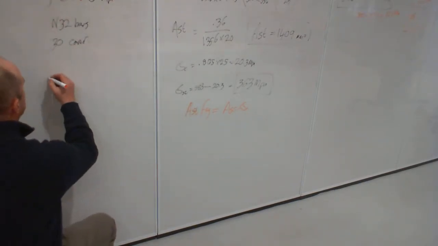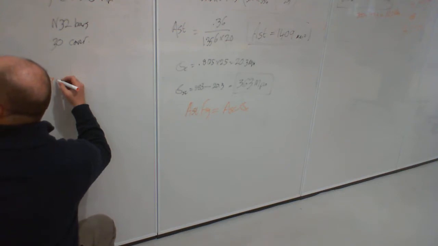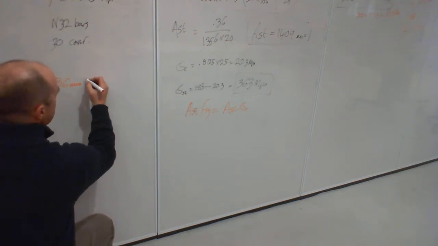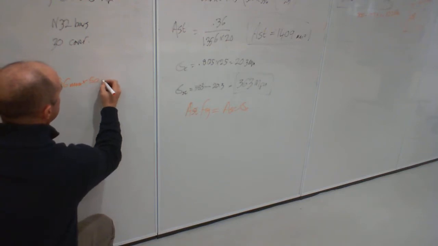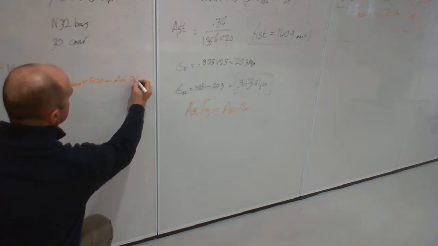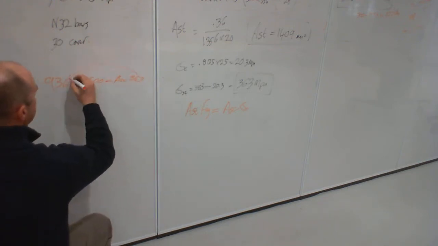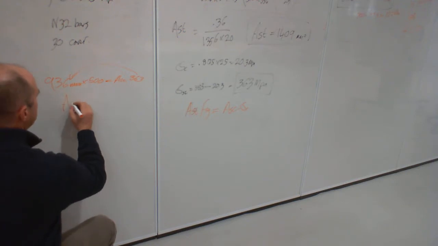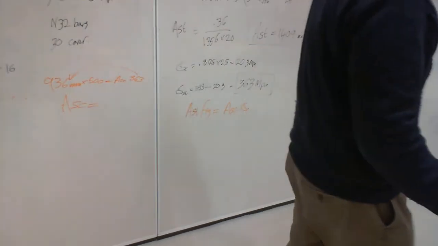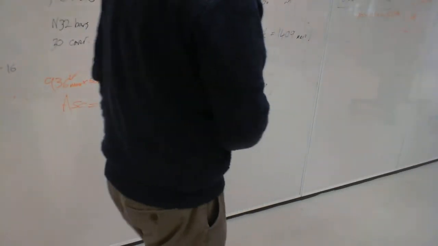So area of steel at top was 936 millimeters times 500 equals the area of steel in compression times 363. Take that 363 over to there, and we'll find that the area of steel in compression equals 1,238.